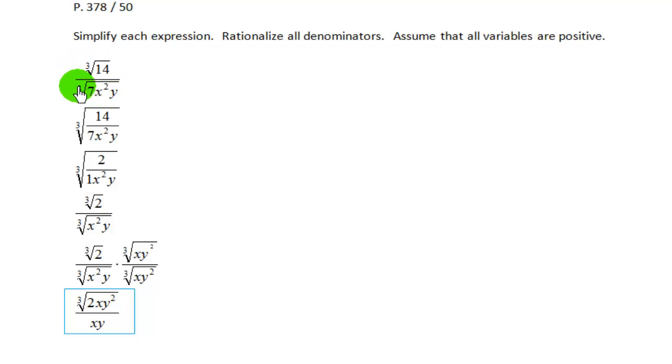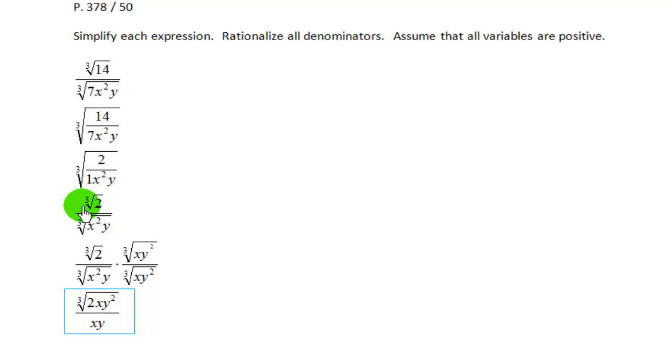Because the indices are the same, I can put them all under the cube root radical, which would leave me with the cube root of 14 divided by 7x squared y. I can simplify the 14 and the 7, which gives me a 2 in the numerator and a 1 in the denominator. So it can be rewritten as the cube root of 2 divided by 1x squared y. I don't really need to write the 1, I just put it in there to show you what happens when you simplify the 14 and the 7.